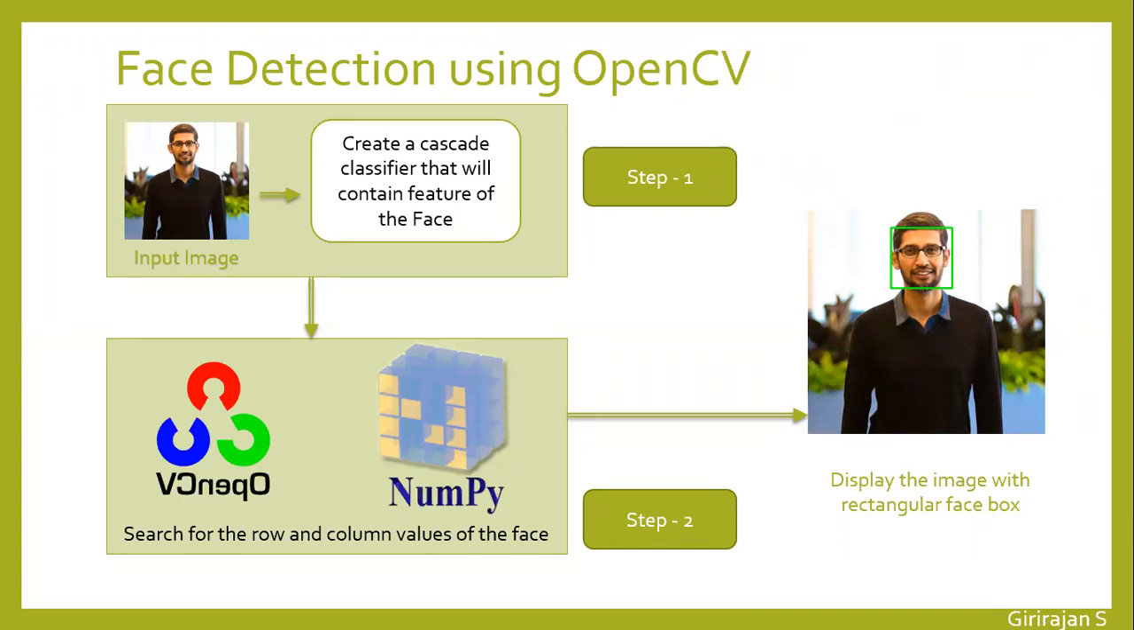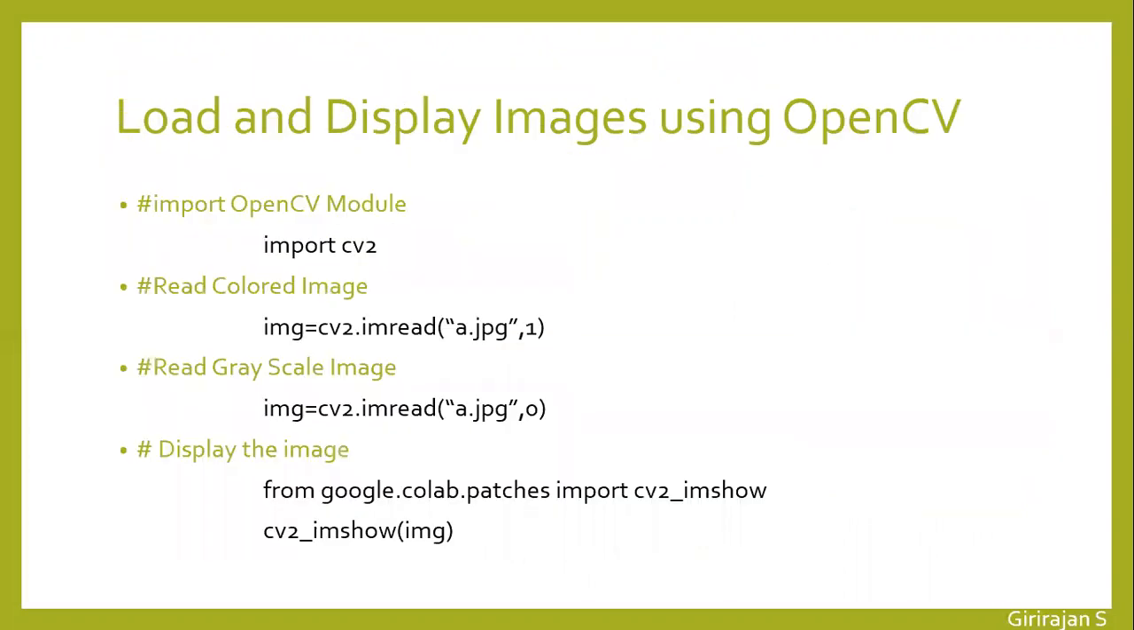Okay, so I'll repeat it once again. For face detection, the first thing you need is an image that contains a face, and then a cascade classifier that contains the features of the face, so that your code can determine where the face actually is in the image. Okay, so then in step two, we can use OpenCV to read the image and the feature files and convert them into a NumPy array. It will search for the row and column values of the face and display it with a rectangular face box. Okay, so let's go and implement.